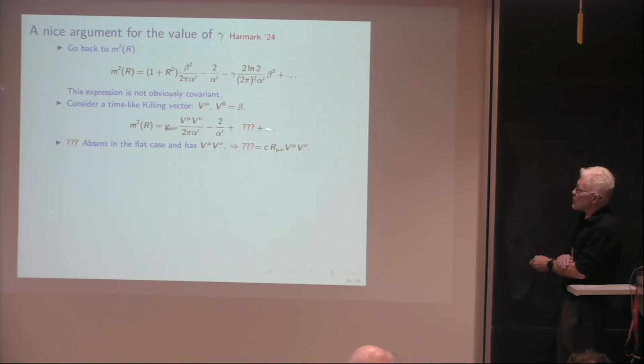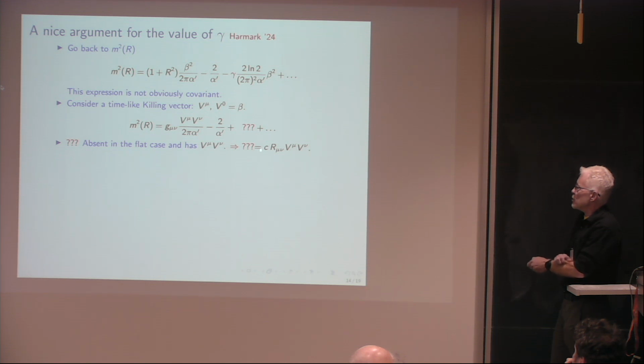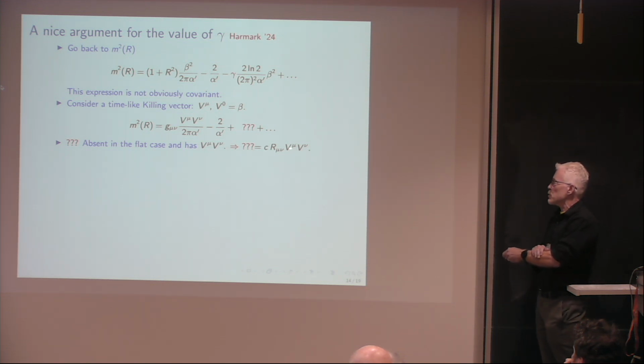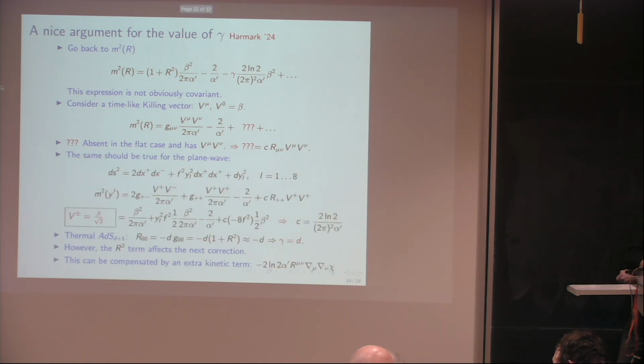This something else has to be absent in the flat case, because this is the exact result in the flat case. And it has to have a v nu term in it to account for the beta squared term here. So basically the only thing you can put in that's going to work is some constant times R mu nu times v nu. Now this should also be true in the plane wave case.